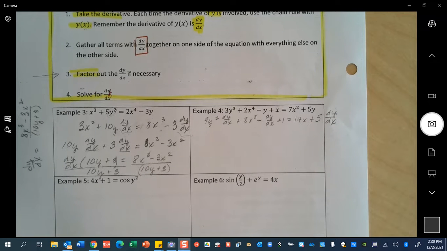How'd you do on that one? Every time you see a y, you need to make sure that you're remembering to take the derivative of that in terms of x. And we hold on to this y. Now, if you wanted to, you could still put in the dx. You could rewrite this y as a function of x to help you remember.